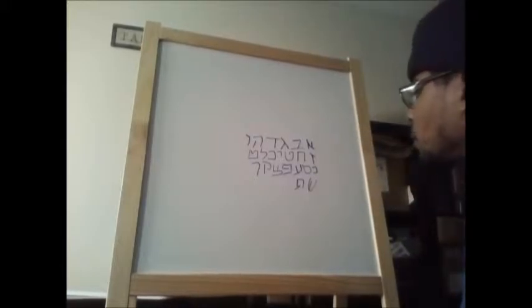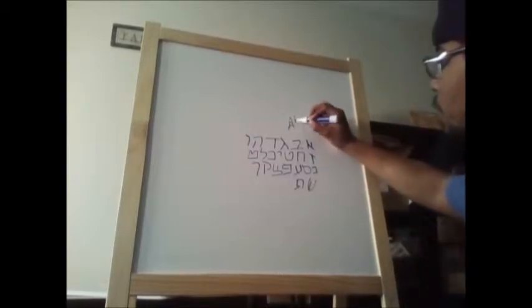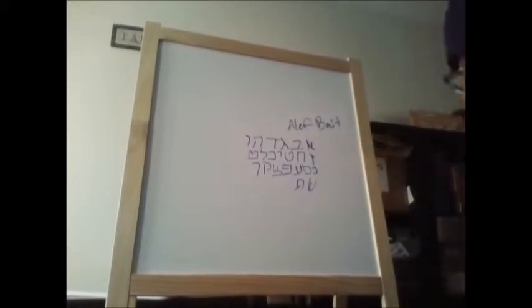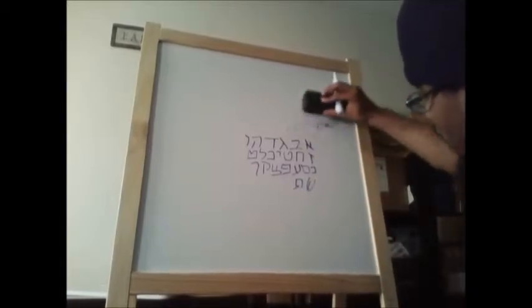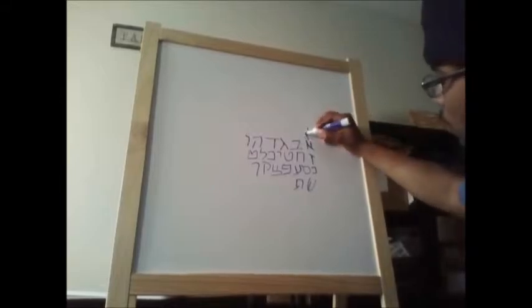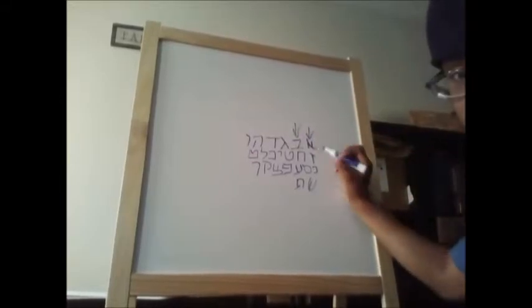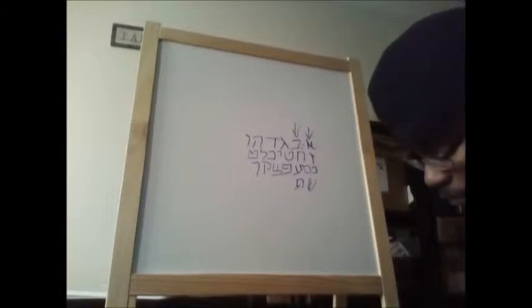So, this is the basic modern Hebrew, which we call aleph bet, or bayt. The modern Hebrew aleph bet, and they get that from the names of the first two letters, aleph and bet. But as I explained in my other videos, much of this is wrong.